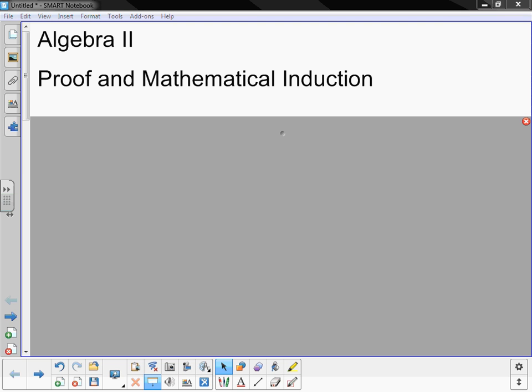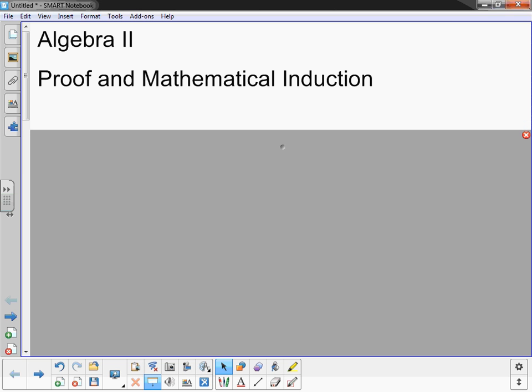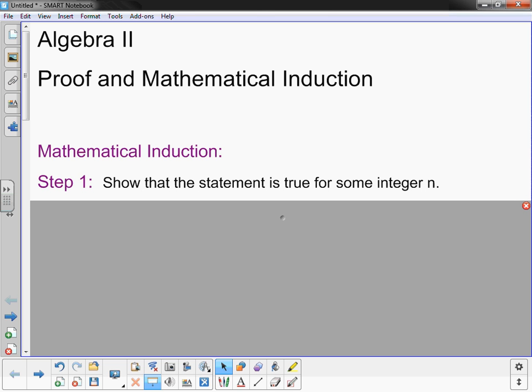So, we have a proof, mathematical induction. What is mathematical induction? It's a type of proof. Mathematical induction is a three-step process. The very first step is that you show that the statement is true for some integer n. Typically, I like to do n equals 1. Do the very first term. Show that it works for the very first beginning value.